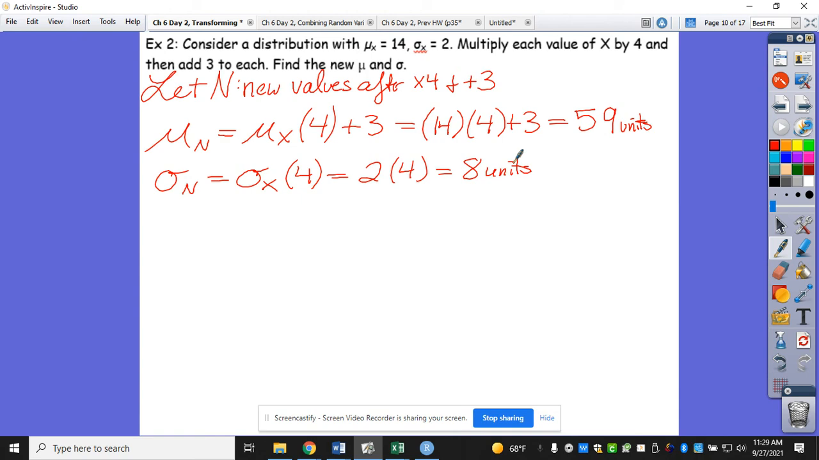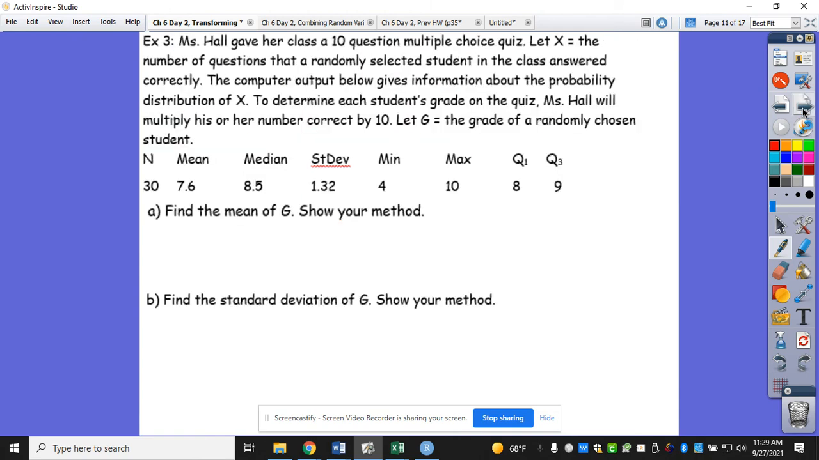I really don't want to do all this problem because I hope to be farther along in this. Let's go through it really quick. This problem is talking about the number of problems correct on a 10-question quiz. And then we can convert that to make it a percent or a score by multiplying it by 10.